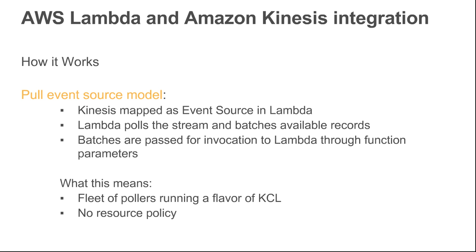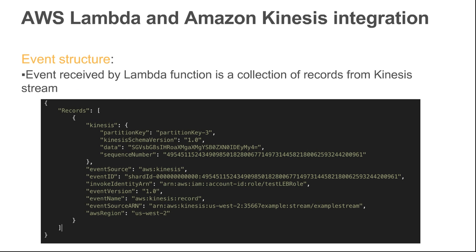mapping that you can see on the Lambda console, and this tells Lambda to poll that particular stream, batch it into available records, which are then passed for invocation to Lambda through function parameters. The fleet of pollers is running a flavor of KCL, but we do the processing for you. You don't have to implement this logic yourself, and you don't need any resource policy. All of this is done in your existing Lambda execution role, and we'll dive into what these configuration details mean.